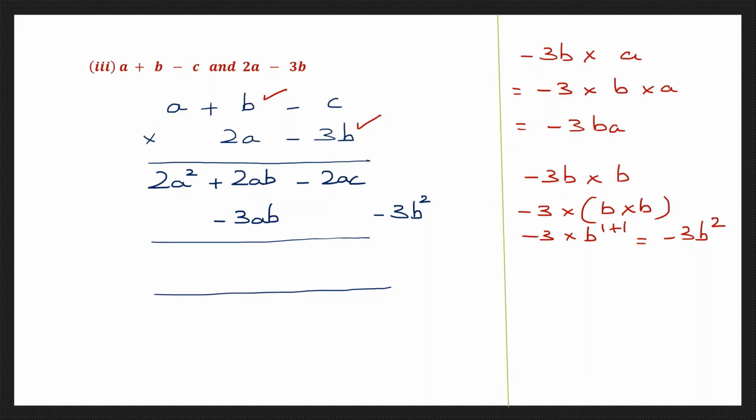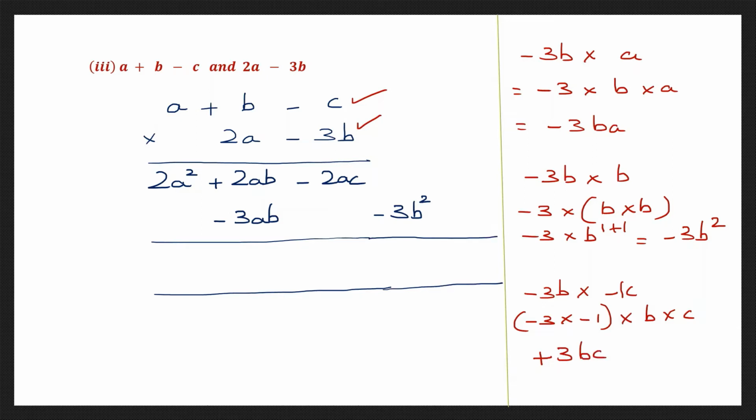Now let's take minus 3b and minus c. So minus 3b into minus c, that is 1c. So the numbers will be minus 3 into minus 1 and the literals will be b into c. So minus into minus is plus, 3 ones are 3, bc. We don't have a column for bc, so let's write it separately, plus 3bc.